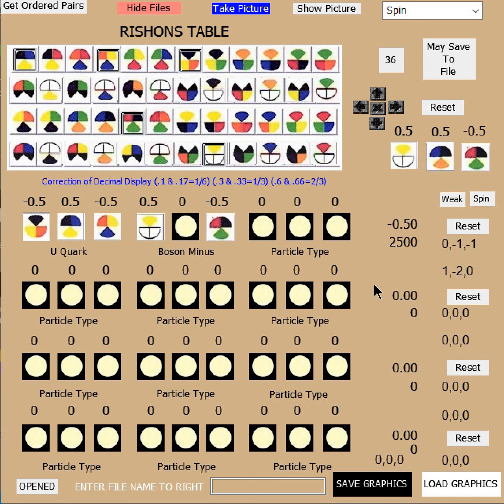So let's investigate the masses of the first generation of quarks, the d quark and the u quark. You can see the d quark here is composed of a generic U and a boson minus. And as seen previously, the generic U quark will give us a mass of 2,500 electron units.